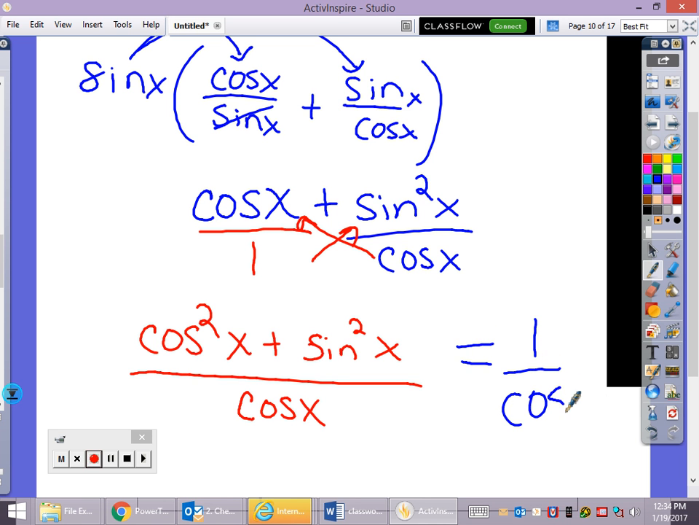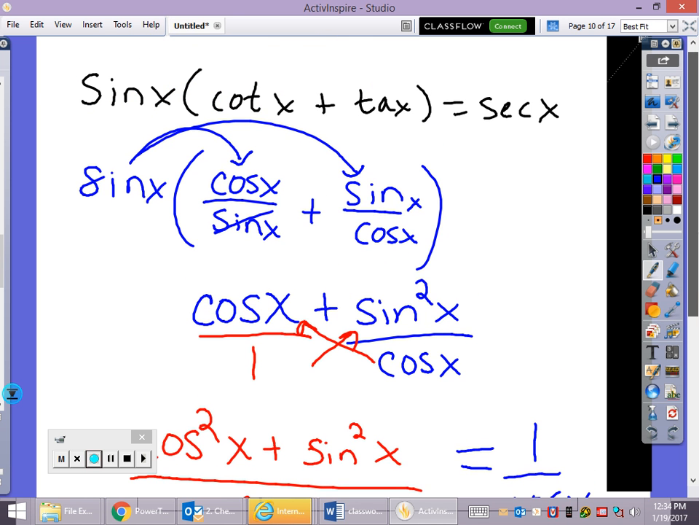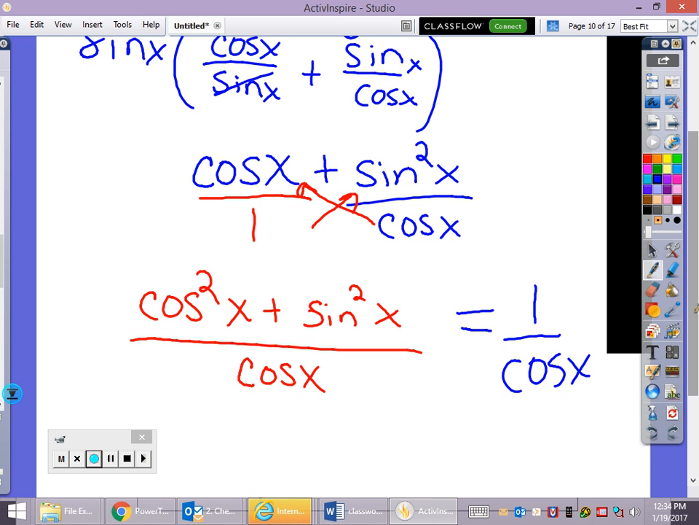Okay, so this looks pretty good to me, but when I look at the other side, it said secant. Ooh, can I change this? 1 over cosine is the same as secant. So secant equals secant. No, no, no. In proving, your final step has to match the other side. Okay?